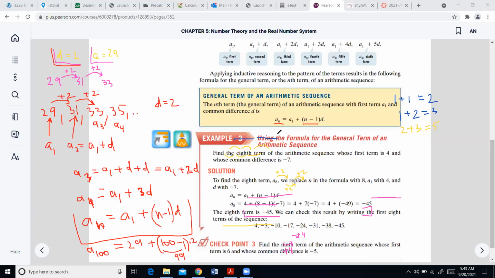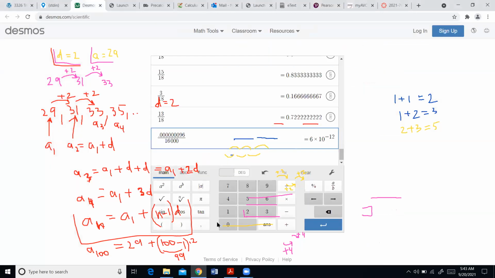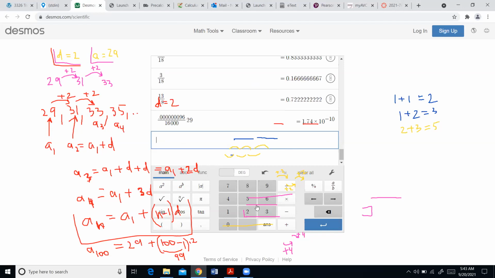So let me put it in the calculator so I don't make any mistakes. 29 plus 99 multiplied by 2. And you can get term number 100 right away, 227. So you don't have to do this calculation 100 times, right? You just use this formula and it does it much faster.